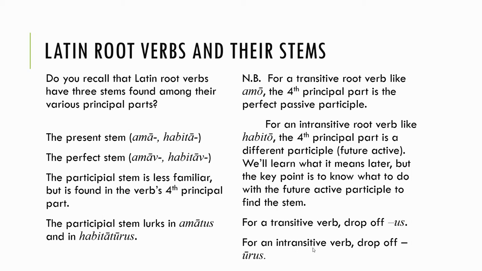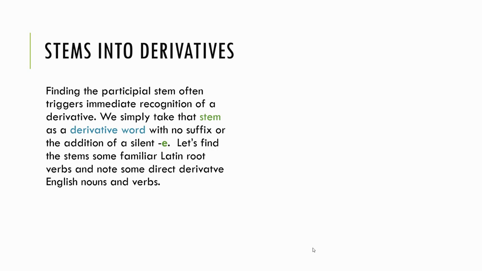Okay. So once we take the stem, we need to be aware that that stem becomes the source of a huge pool of English derivatives. Many of them are going to be super obvious to you because the stem itself, or the stem plus an English silent E, create a derivative. So think about habito. What's its participial stem? It is habitat. And what's the direct English derivative? It's the English word habitat.